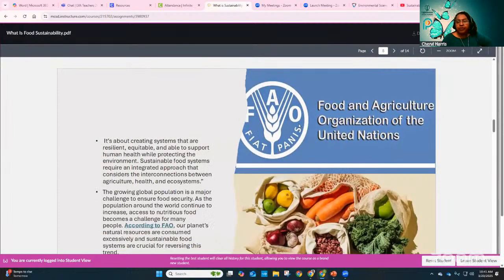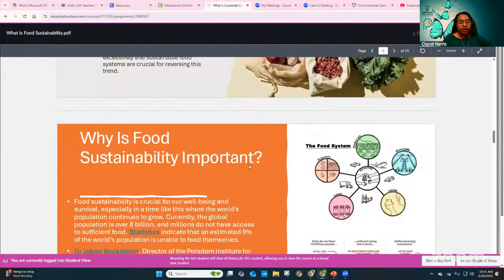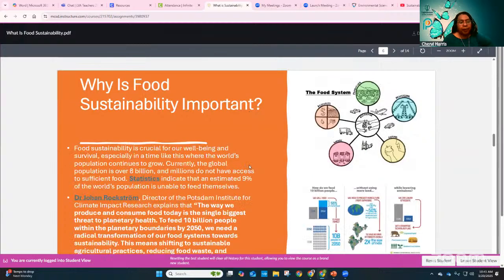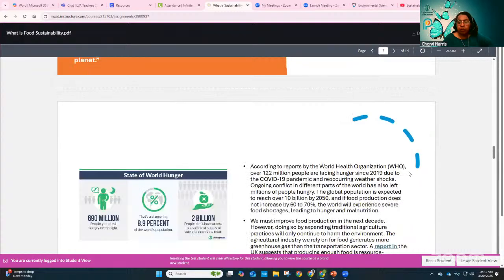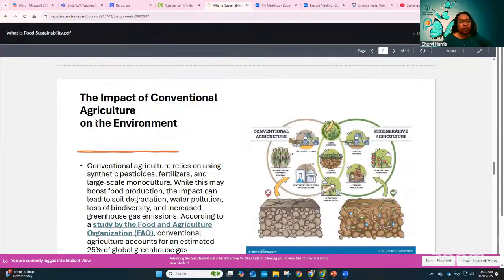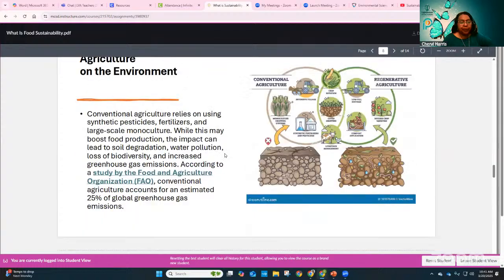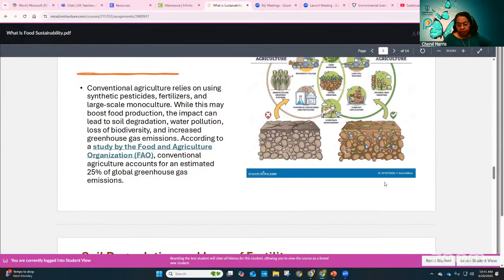There are a whole lot of organizations with a whole lot of initials, and you need to know what they are. The Food and Agriculture Organization, FAO, is something you need to be aware of. So just go through and read this if you have not read it already. The World Health Organization is WHO, and they address world hunger. Food and Agriculture, FAO again.